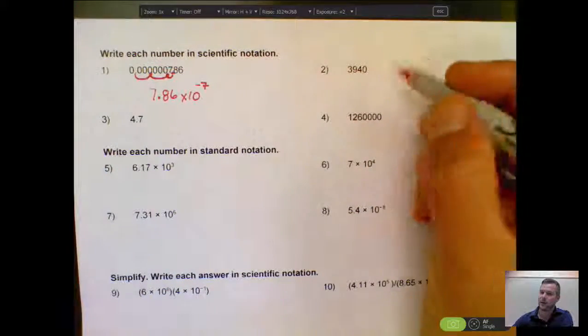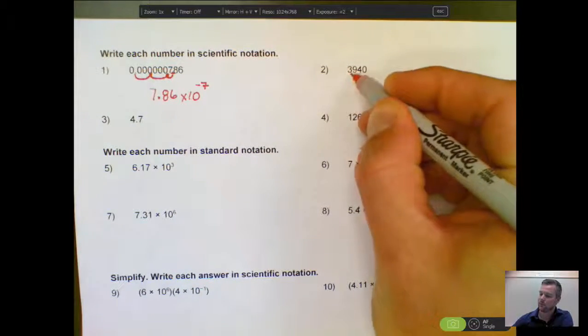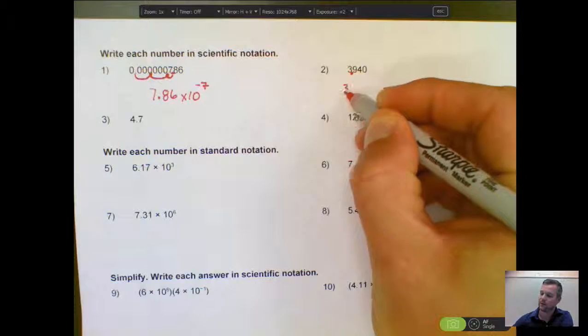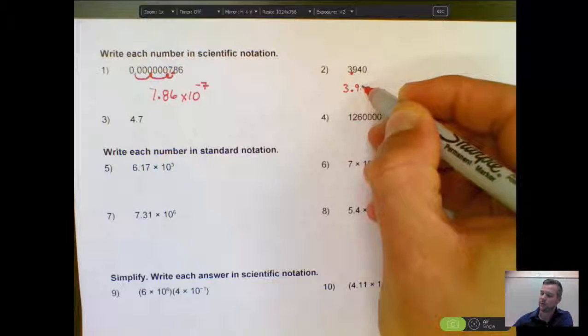Over here, number 2, my decimal needs to be so there's only one place value. So I know I can write down 3.94.